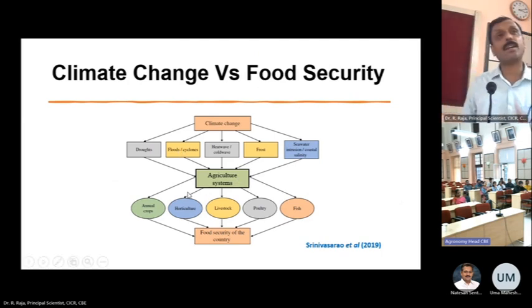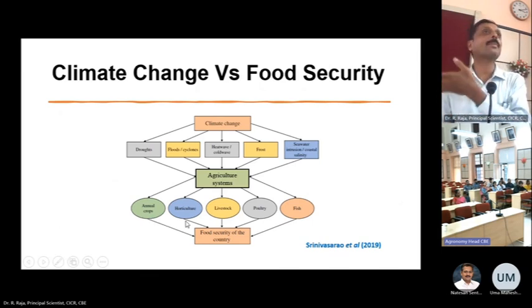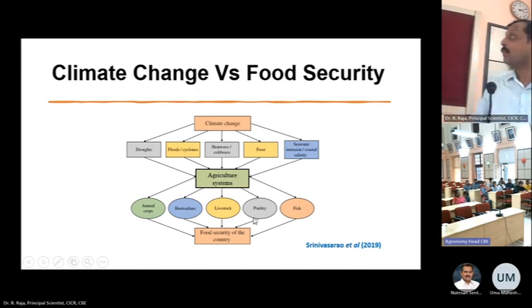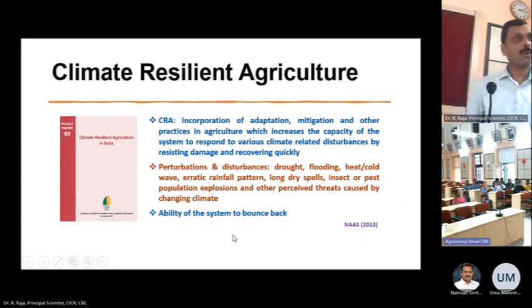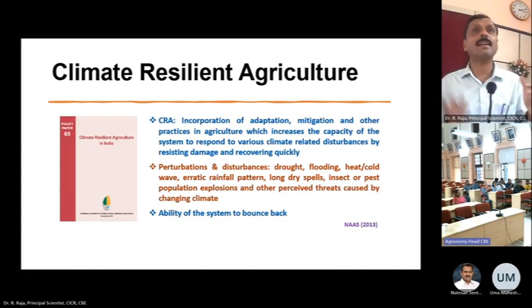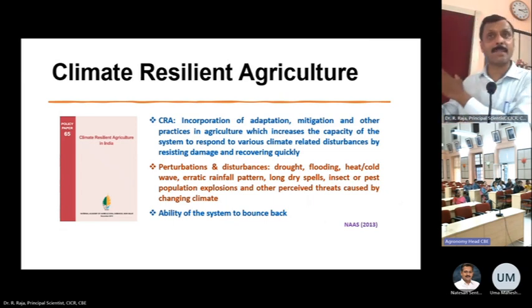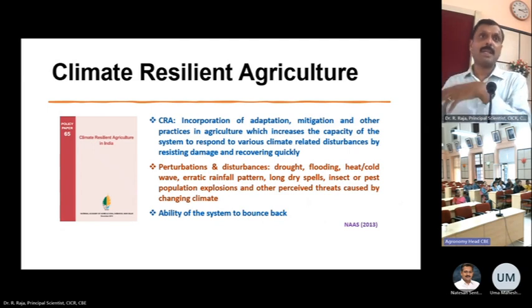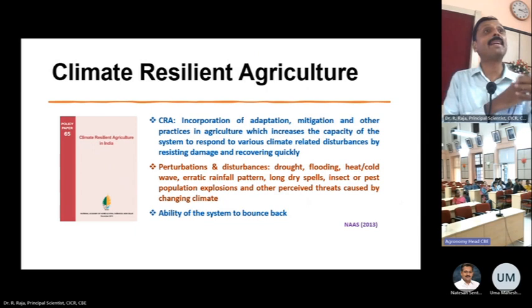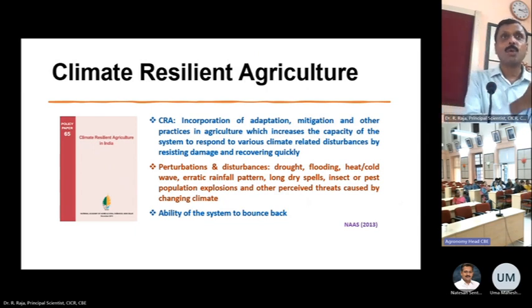So these events are going to affect our agriculture system, and not only crops, allied enterprises like our animal husbandry, fisheries, all those things ultimately affect our food security, right? So during 2013, something like that, NAS, the National Academy of Agricultural Sciences, came out with a policy paper after a brainstorming session. They said we should come out with a climate resilient agriculture system for India to secure our food security, right? So they brought out a policy paper.